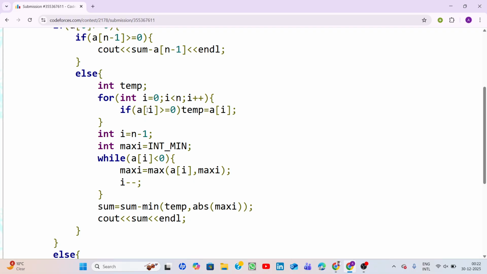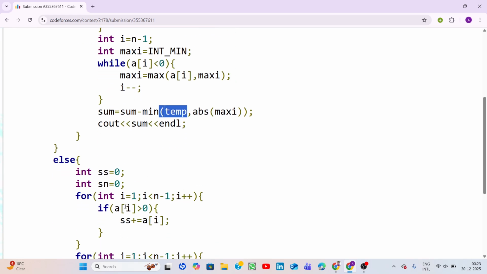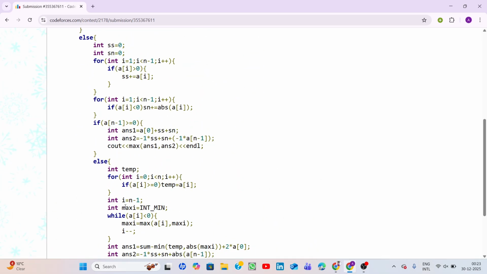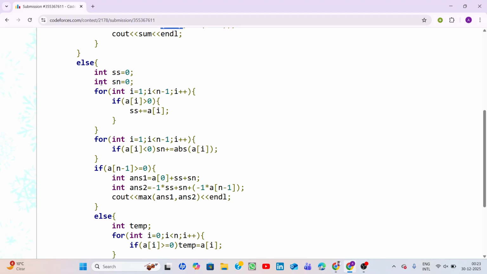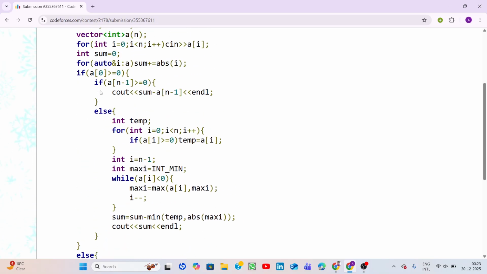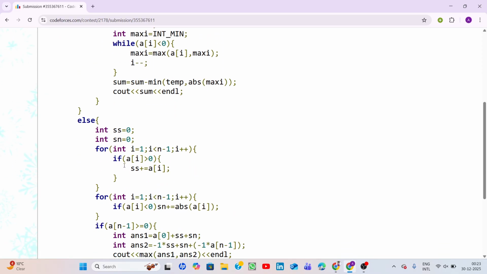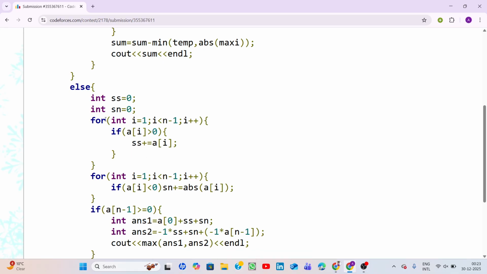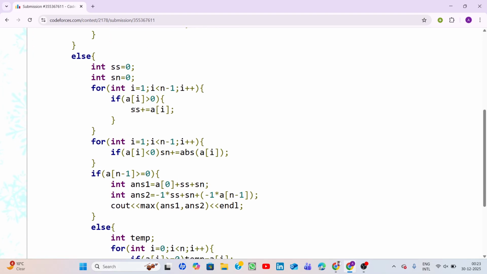Else, what I have just said, we will take the last positive element, and we would remove the minimum of the negative number and the last positive number. In the negative case, now we can't just take a prefix sum. See what I have done. Here I took the absolute value of all, but here we can't do that. So first of all we took the sum of all the elements which are greater than zero.